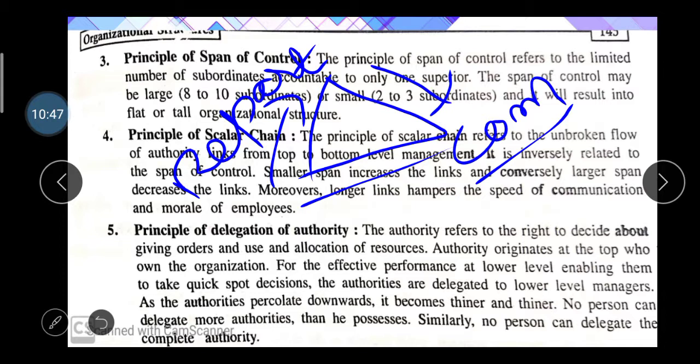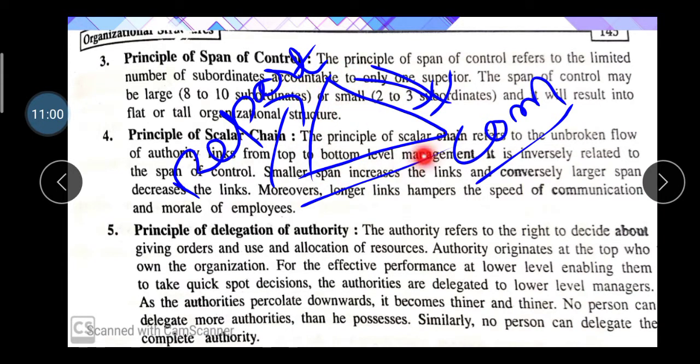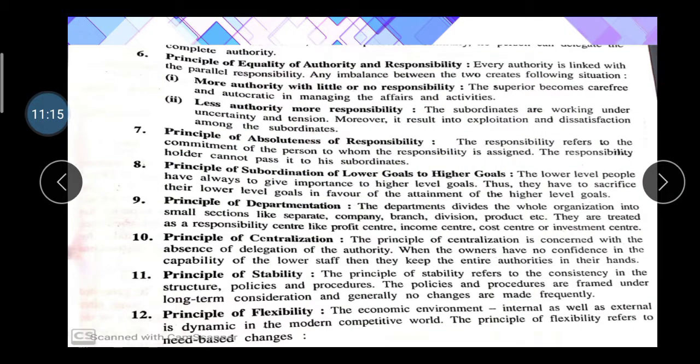Similarly, no person can delegate and complete the authority. Delegation of authority is always given by the top level management to the middle level management. The top level has to give authority to the lower level, meaning the manager has to give responsibility. Delegation of authority means you have the power to take decisions. This power and authority are always given by the higher authority to the lower authorities.